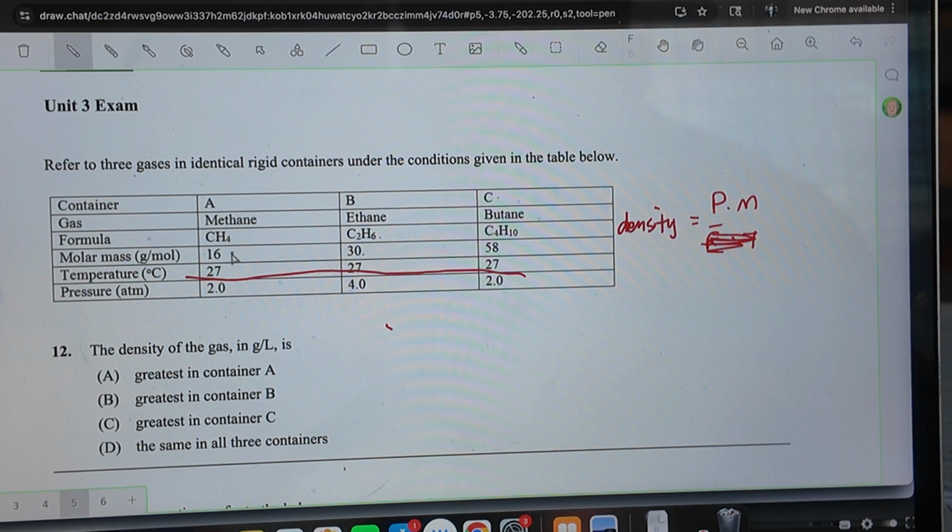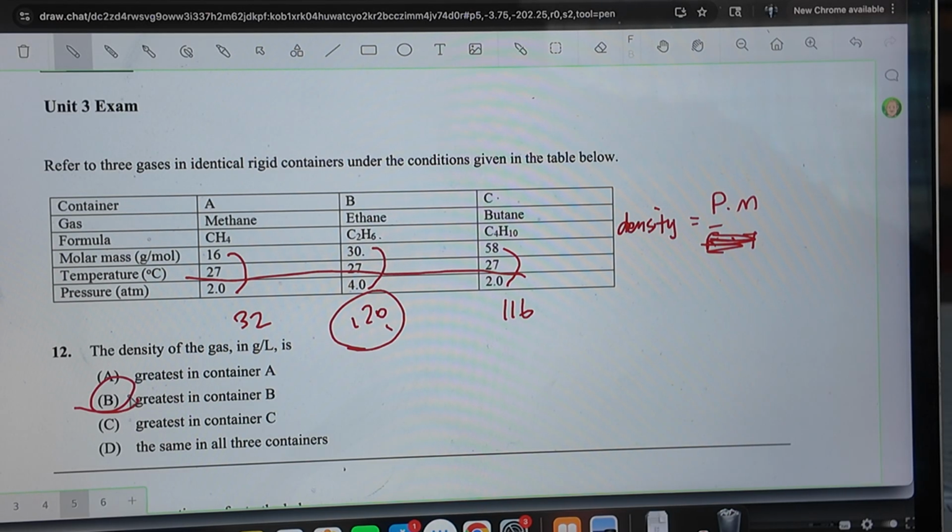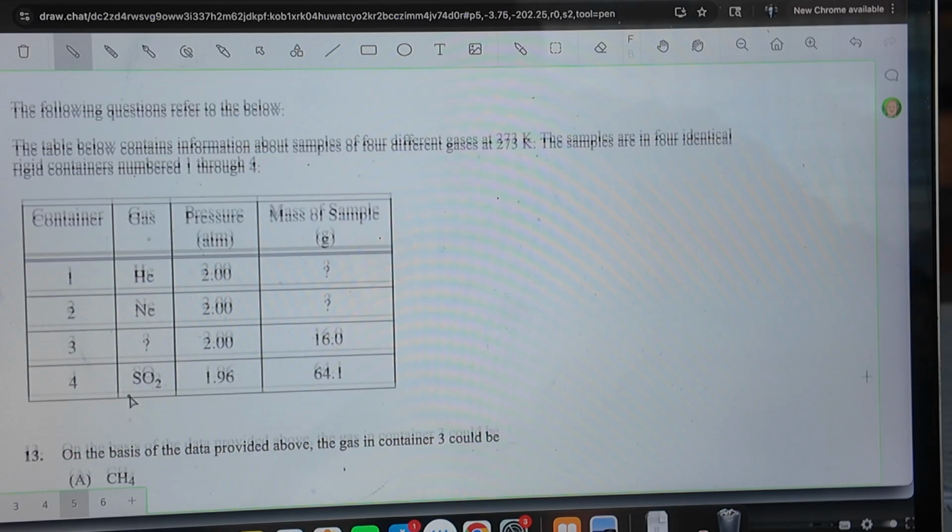Here we can just multiply. 16 times 2 is 32. 30 times 4 is 120. 58 times 2 is 116. And again, the biggest one here is 120. So the greatest is B. Moving on.